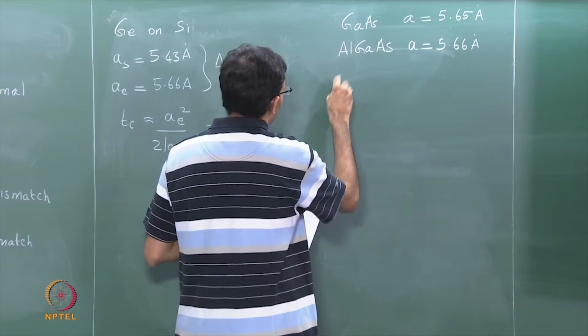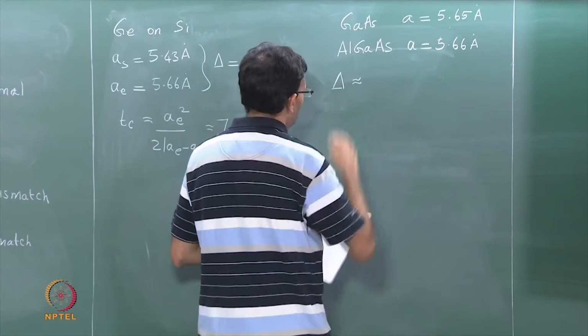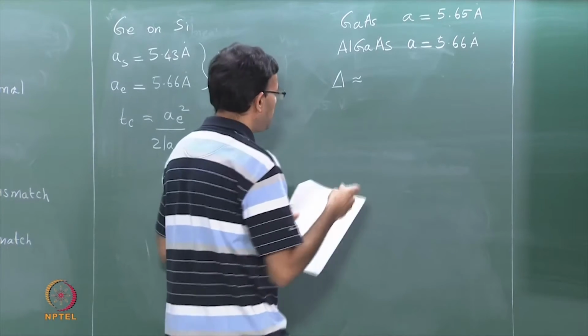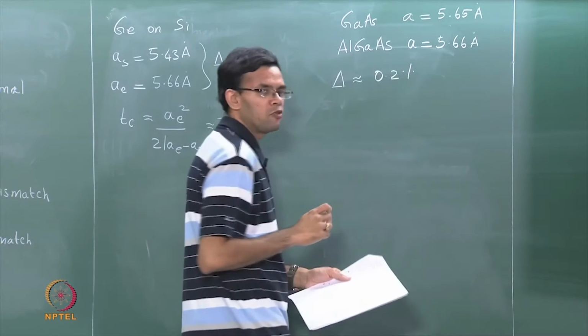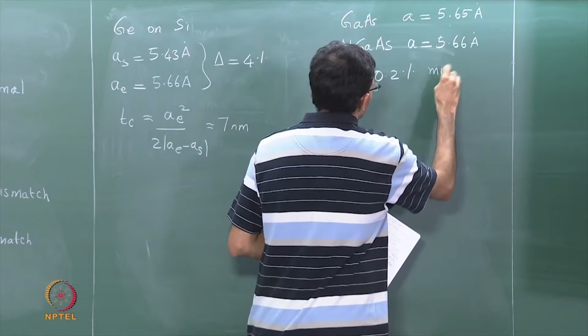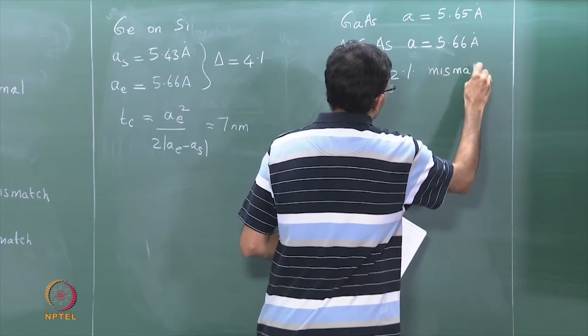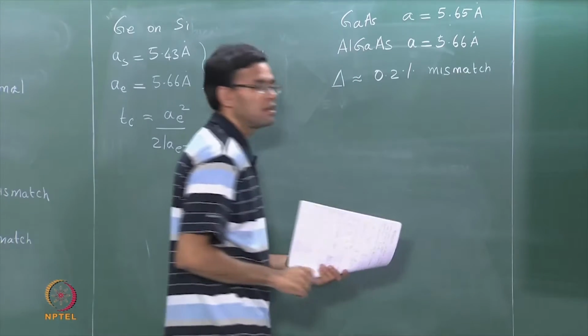So, here the lattice mismatch delta is much smaller, it is typically around 0.2%. Silicon germanium, it was 4%. So, it is easier to grow epitaxial layers here.